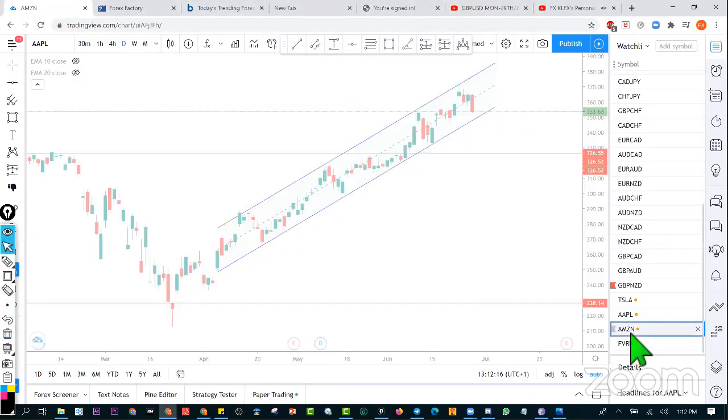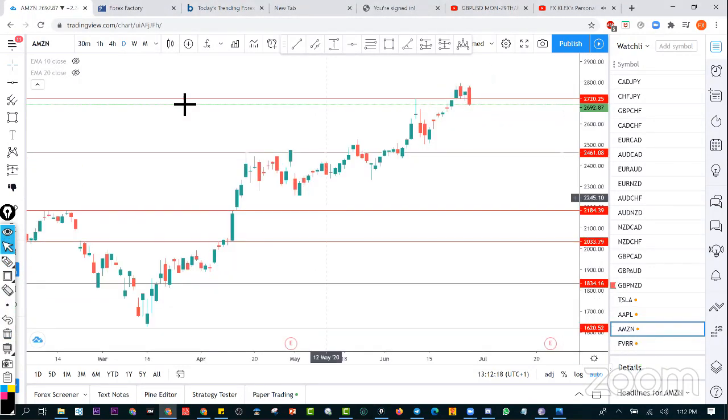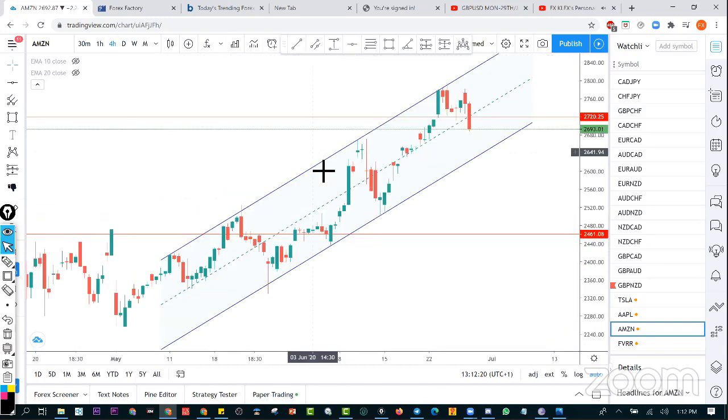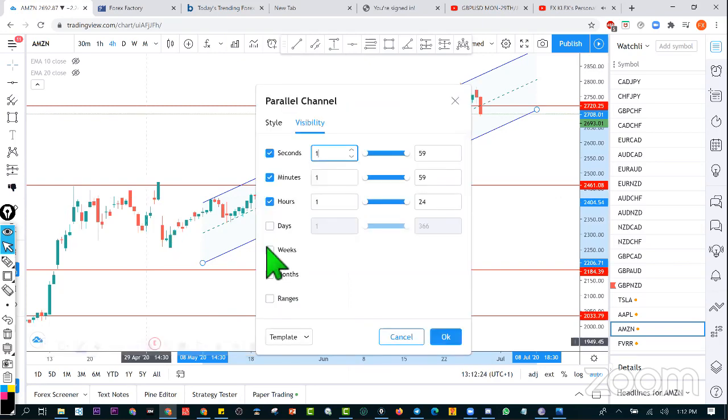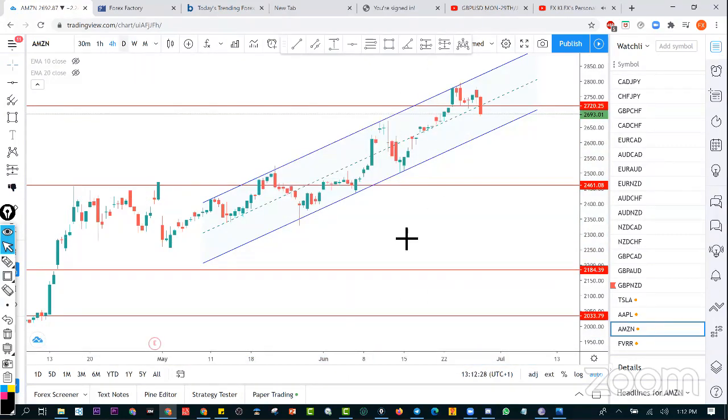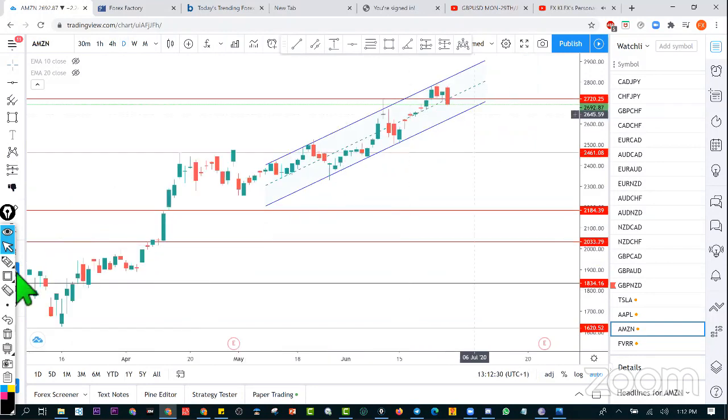I got Amazon as well right here. So here's the 4-hour chart of Amazon. I'm going to project this as well. Let's show this on the daily chart. Okay, and then here's the daily chart of the stock of Amazon.